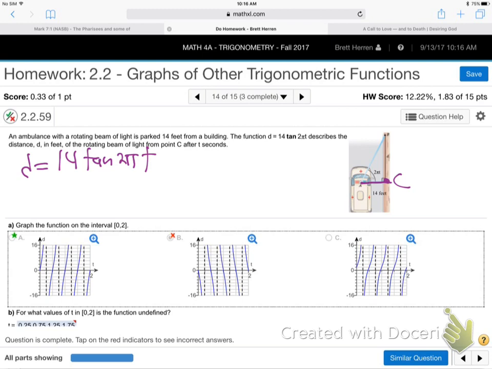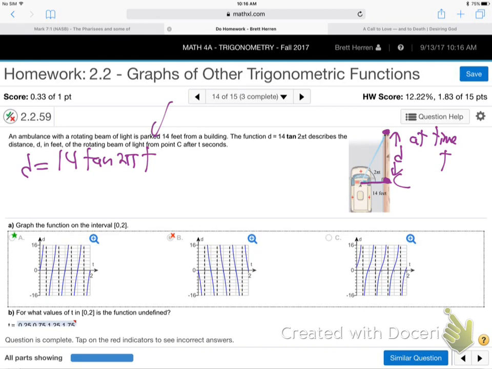And so d is the distance from that point to some other point at time t seconds. In other words, as that light rotates, it's going to move along the wall and come back, and move along the wall and come back, right? And so here's a function tracing where that light is, or at least the distance of that light from point C at any time.